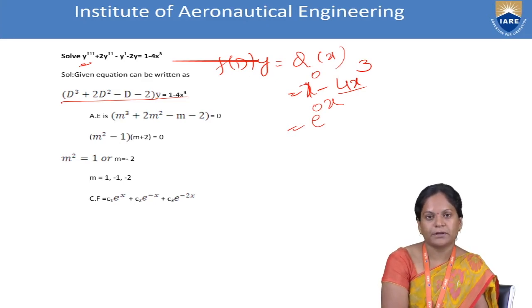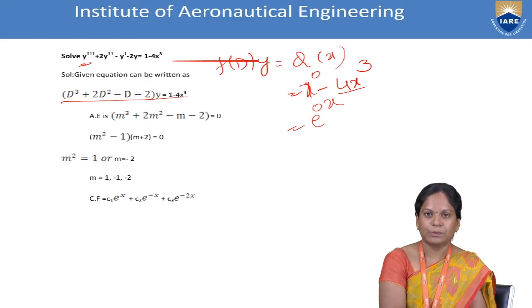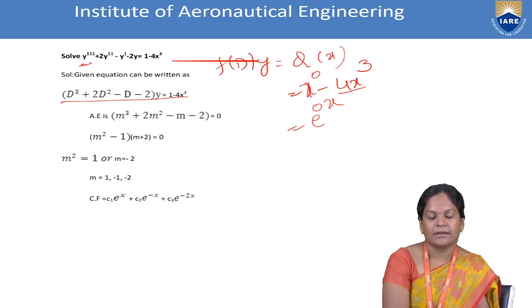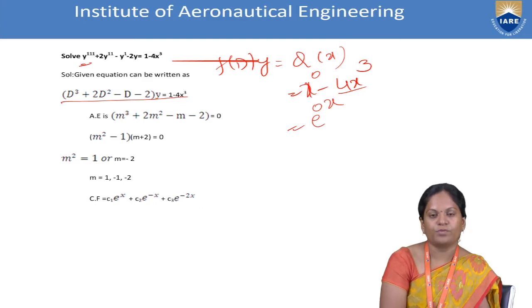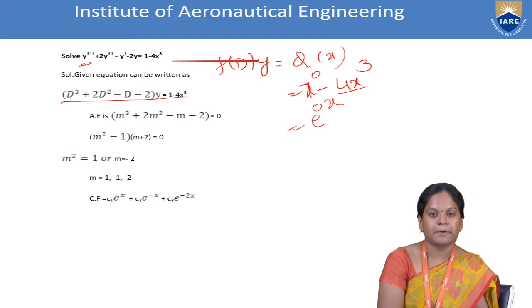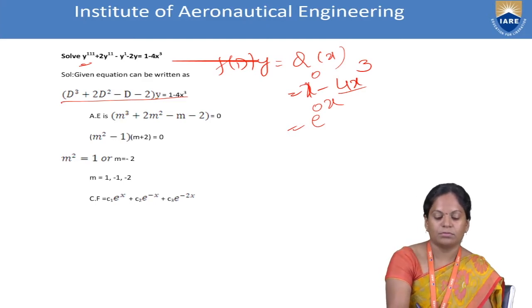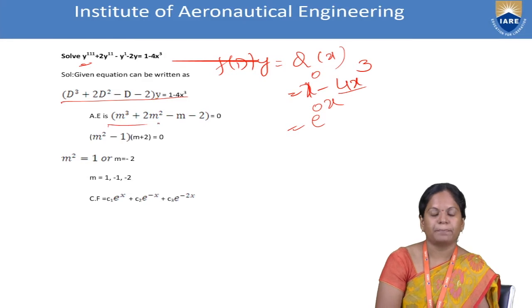What is the complementary function? Based on the roots, we write the complementary function, that is yc. So first, for the given differential equation, write the auxiliary equation. What is the auxiliary equation? In place of D, take m. F(D) is the differential equation in operator form. In place of D, take m. Then we have m³ + 2m² - m - 2 = 0.